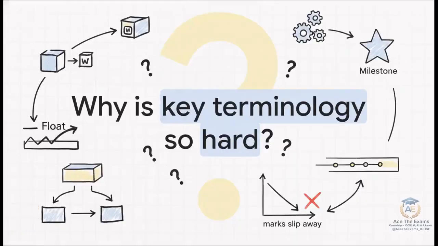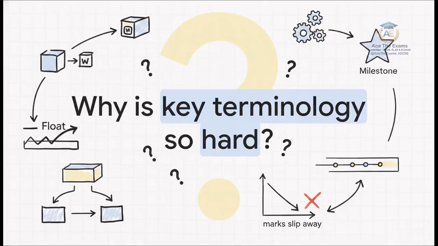So, let's pose a critical question right out of the gate. Why do students find the distinction between key terminology in this section so incredibly hard? Why do Alex and Sam struggle so much? Under the intense ticking clock pressure of an exam, it is so easy for concepts like WBS, float, and milestones to just blur together into one giant panic attack. You might vaguely know what they mean, but Cambridge examiners aren't handing out marks for vague.